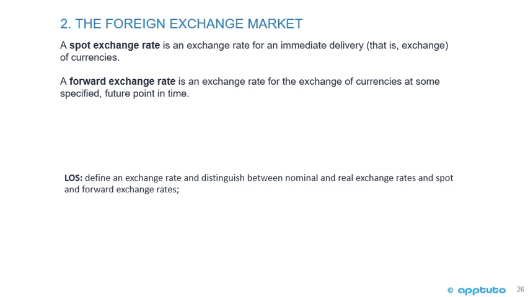And a spot exchange rate is an exchange rate for an immediate delivery, that is exchange of currencies. And a forward exchange rate is an exchange rate for the exchange of currencies at some specified future point in time. In the derivatives, we're going to look at futures and forwards. And as I said, with regards to this foreign exchange reading, we're going to look at forwards in more detail in some LOSs that are coming up. But for now, that's the last slide for this LOS.